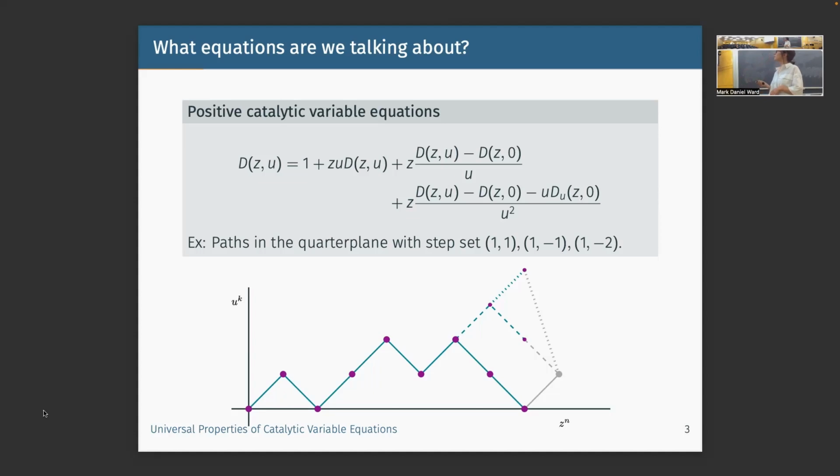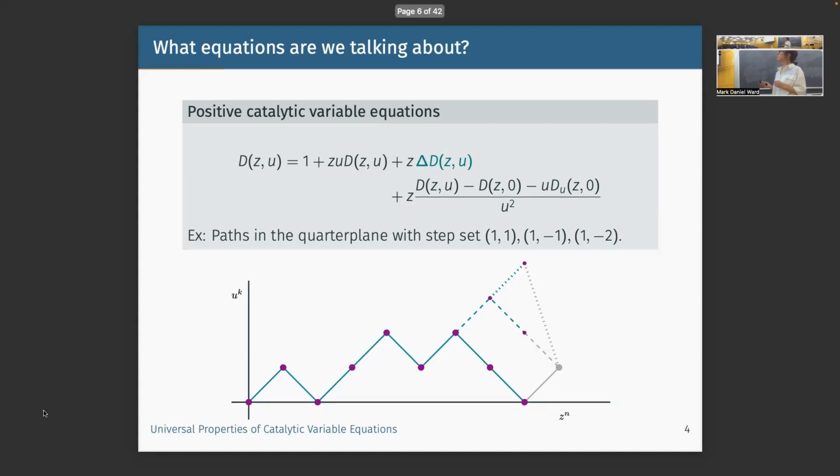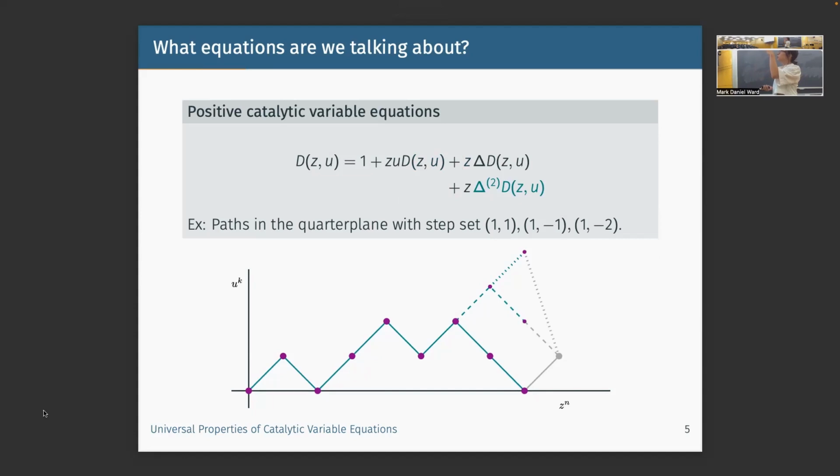So here we've already seen these divided differences in the last talk, which I will denote just by delta of E(z, u). And then we also have further divided differences, higher divided differences, that I denote by delta 2, for example. And so sometimes I also refer to them as second discrete derivatives somehow. But I'll try to stick with the notation in the previous talk. So divided differences, second divided difference. Okay.